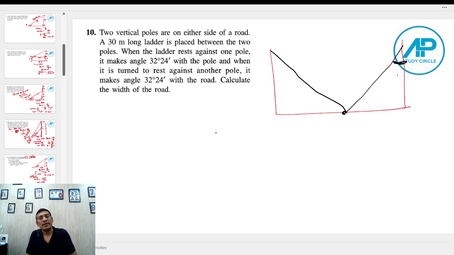So this angle is with the pole. Please understand that. And when it is taken from here and taken to the next pole, the angle is with the ground. ये इन दोनों चीजों का डिफरेंस है. The ladder is 30 meter, it will remain 30 meter wherever you take it. We are asking the width of the road.